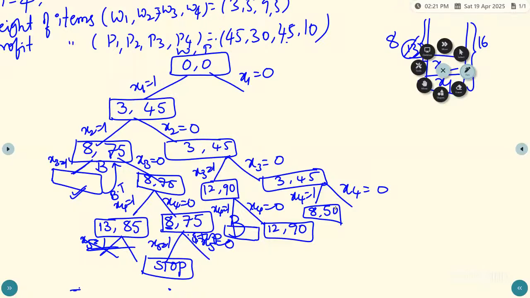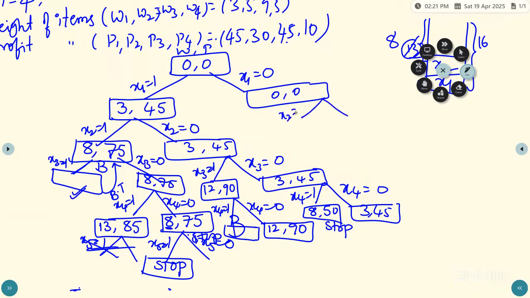Then for the next item X5, we try to select, but there is no X5 item, so stop here. X4 not selected gives 3 comma 45. Next is X5, which is not there. Then on the right side, if X1 is not selected, still it is 0, 0. X1 not selected, then two options: X2 may be selected or may not be selected. If it is selected, the second item's weight is 5 units and profit is 30. If it is not selected, still it is 0 comma 0 only.